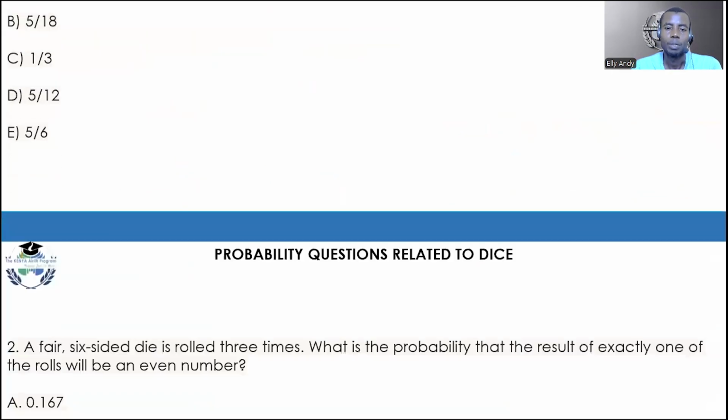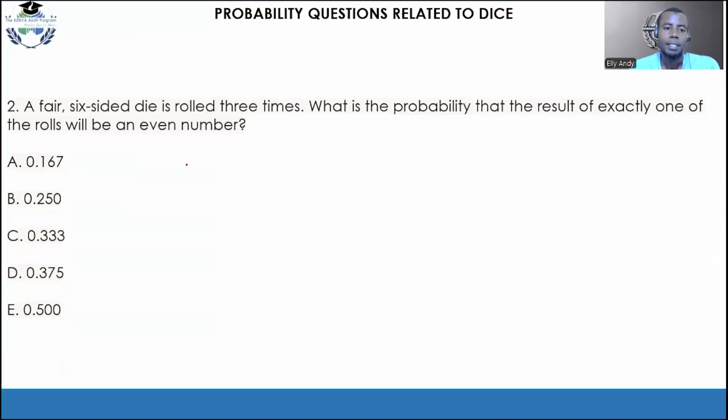Let's look at another example. A fair six-sided die is rolled 3 times. What is the probability that the result of exactly one of the rolls will be an even number? Okay. This one is not that different from the first example, but what we need to know here is that we want to have even for one die, but then odd for the other two.